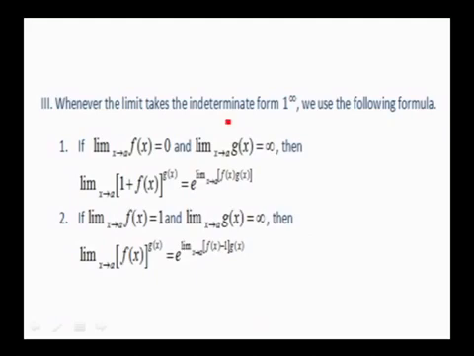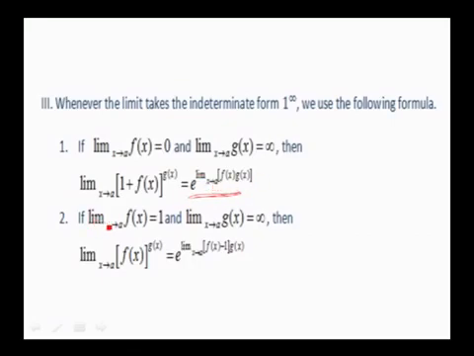Whenever the limit takes the indeterminate form 1 to the power of infinity, we use the following formula, particularly the second one, which is very important. If limit of f(x) as x tends to a is equal to 0 and limit of g(x) as x tends to a is infinity, then I can write limit of (1 plus f(x)) whole to the power of g(x) as x tends to a as e to the power of limit of f(x) into g(x). So carefully observe this. I write it as e to the power of limit of this one.